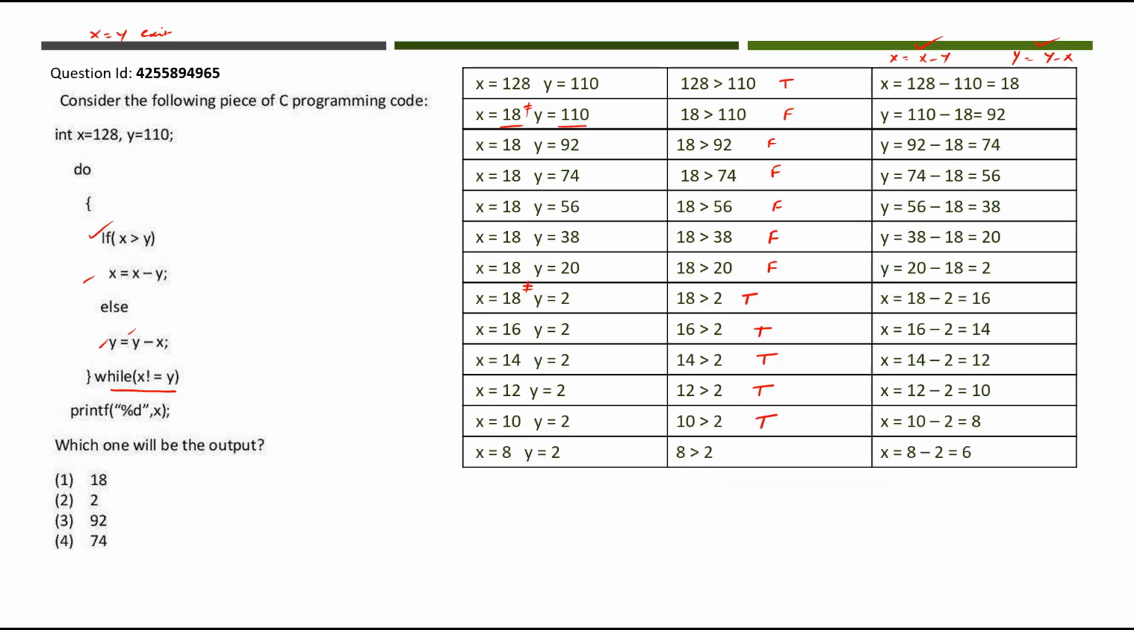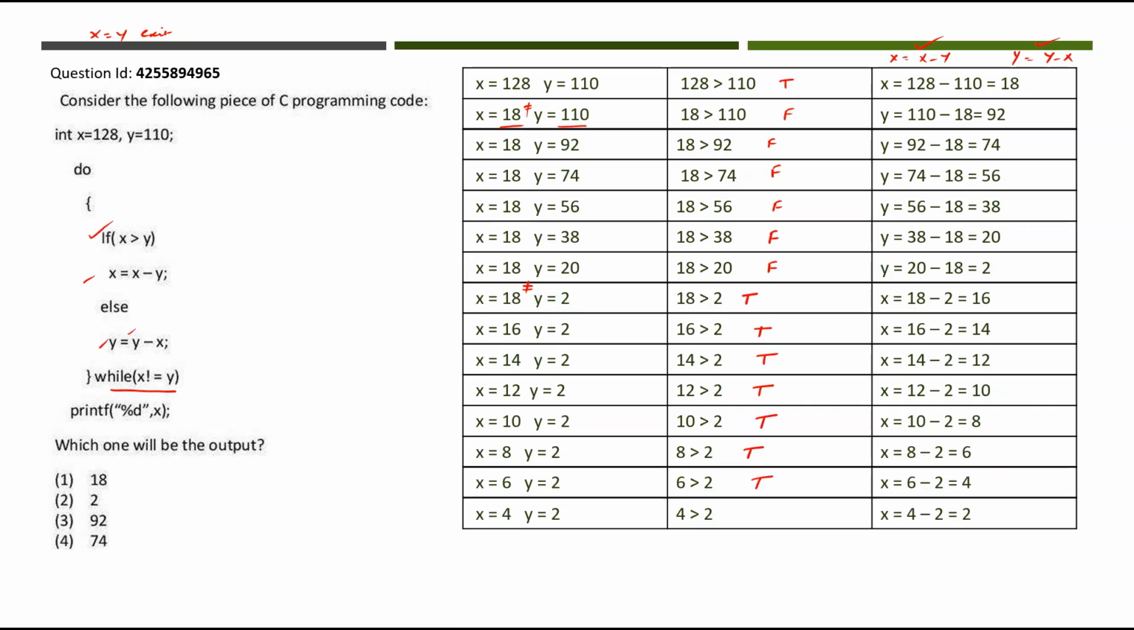8 and 2 now. 8 is greater than 2. So 8 minus 2 is 6. 6 is greater than 2. 6 minus 2 is 4. 4 is greater than 2. 4 minus 2 will give you 2.